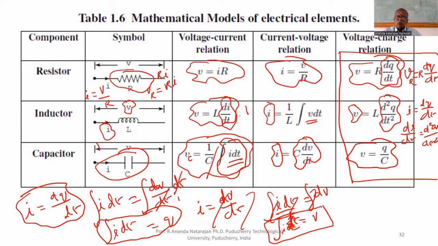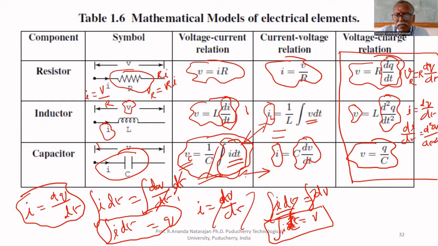So what is VC equal to 1 by C integral of I dt means? If you write for VC, for the inductor you have to write for IL: instead of 1 by C, 1 by L, and instead of I dt, V dt. That way you can remember for the inductor. If you remember for the capacitor, you can easily remember for the inductor. The opposite way: replace V by I, replace I by V. You can easily remember.